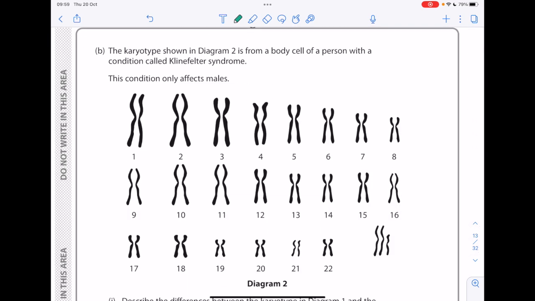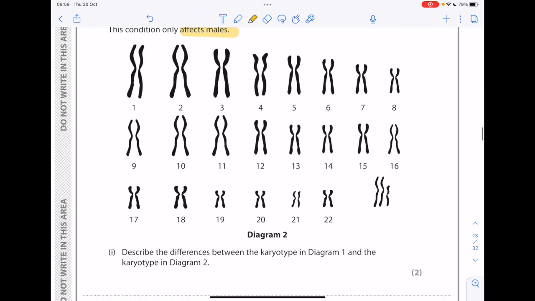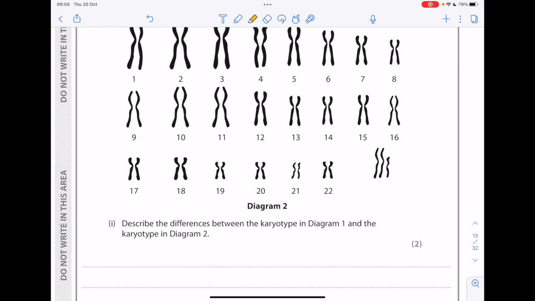The karyotype shown in diagram 2 is from a body cell of a person with a condition called Klinefelter syndrome. This condition only affects males. Describe the differences between the karyotype in diagram 1 and the karyotype in diagram 2.